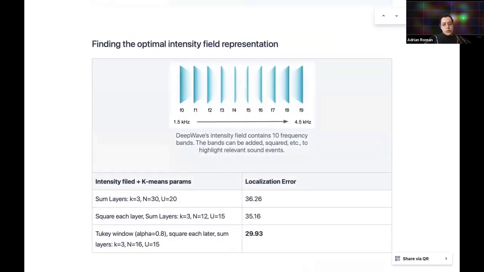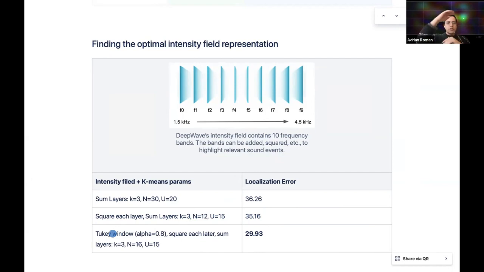So moving on to how we improved DeepWave. We thought that the intensity field of DeepWave has 10 different frequency bands. So what if we add the frequency bands together, or what if we square them or multiply them with each other to potentially highlight relevant sound events and get rid of some noises in the spectrum? And this actually got us to improve. Squaring the layers and adding them brought down the error to 35.